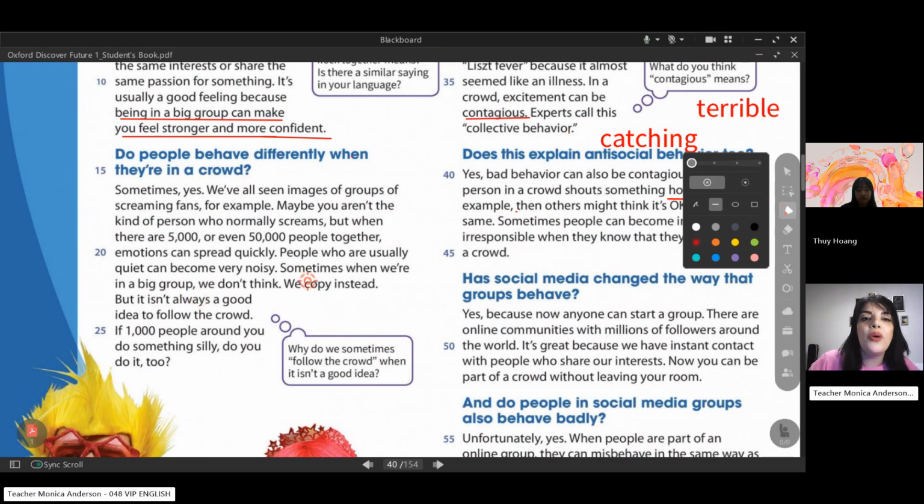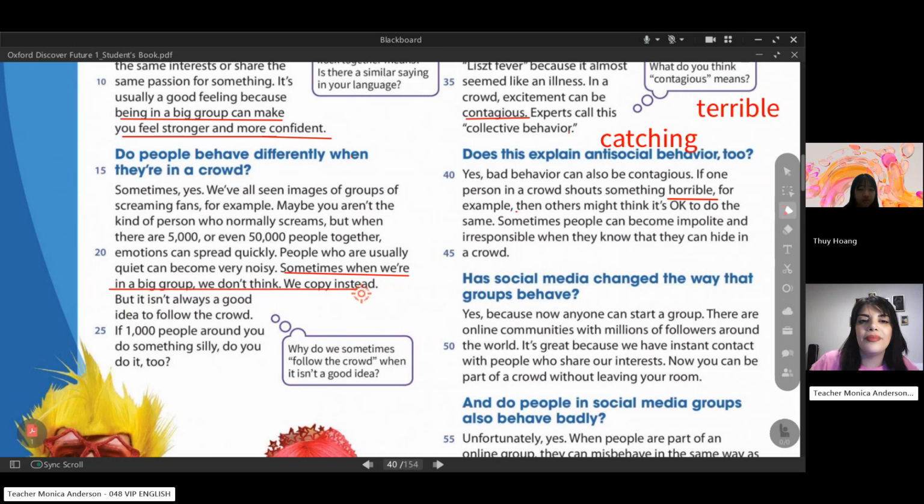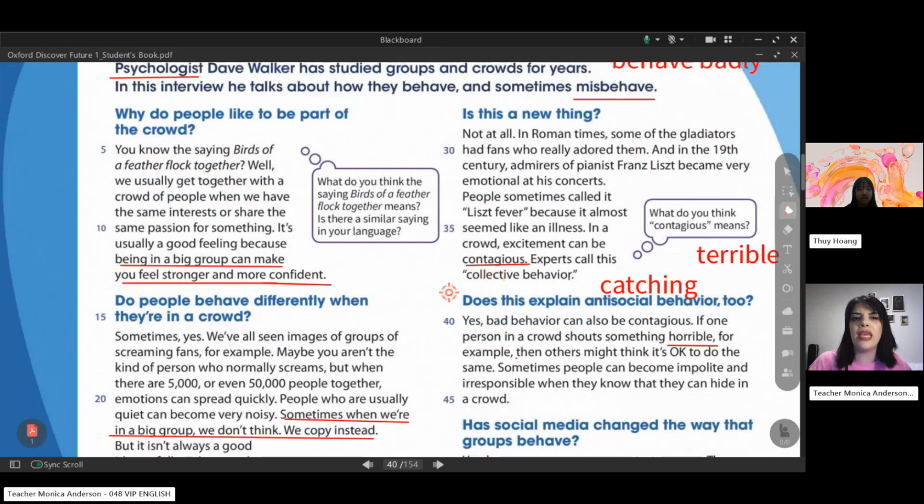So look, would you read it, please? Sometimes when we are in a big group, we don't think, we copy instead. Okay, is it good not to think and just copy? Is it good? No, of course it's not. We need to think and we shouldn't copy.